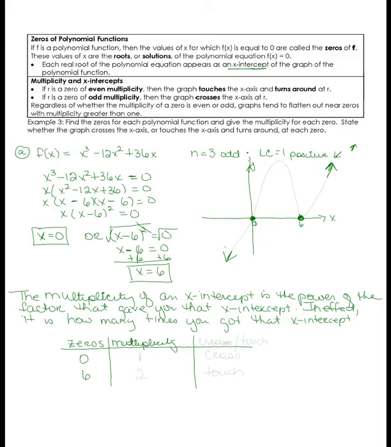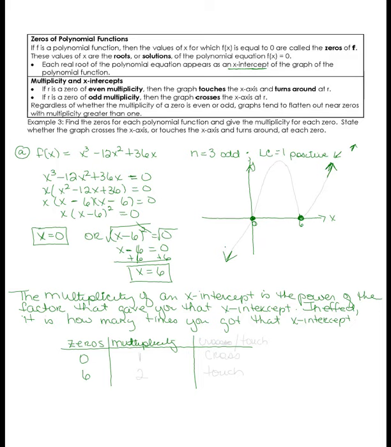So the multiplicity of our x-intercepts, which are 0 and 6, wants to know how many times did I get 0, or how many times did I get 6, that x-intercept. So this is where we can go back to the original question, or somewhere within the solving of it, it would tell us how many times. And we have to look at the power.